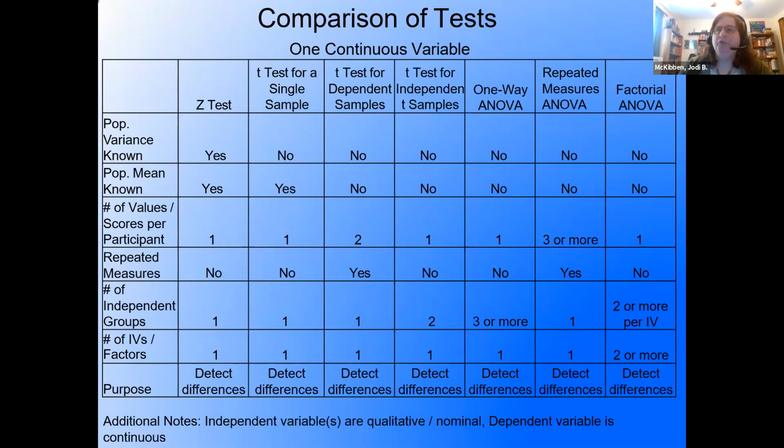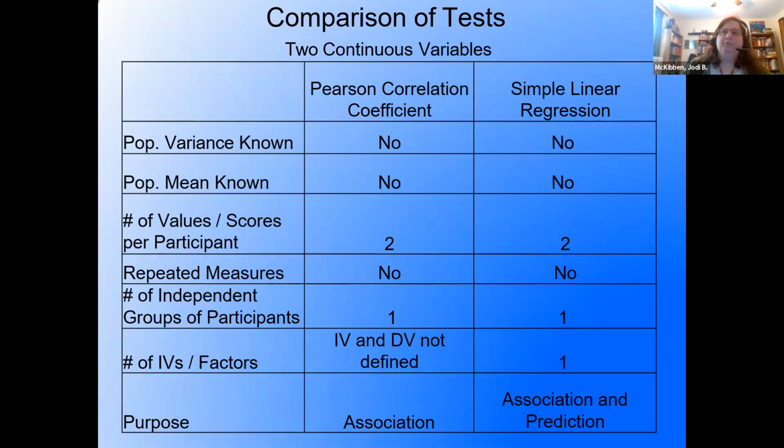Let's move on. And this was the biggest group, so the rest are smaller. Let's move on to our next one. This is the one with two continuous variables. Two continuous variables, right? So we looked at number of hours of sleep and happy mood or happiness. Both are continuous. The other thing that's unique about these tests is that they look at association, if it's the Pearson correlation coefficient, or association and prediction, if it's simple linear regression.